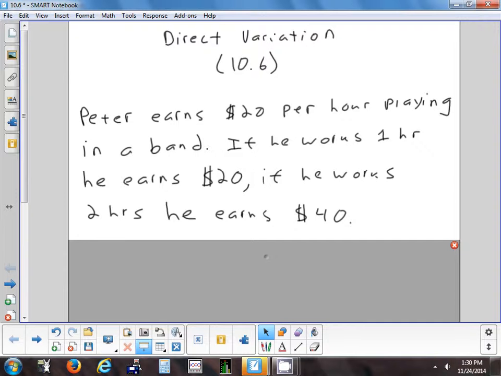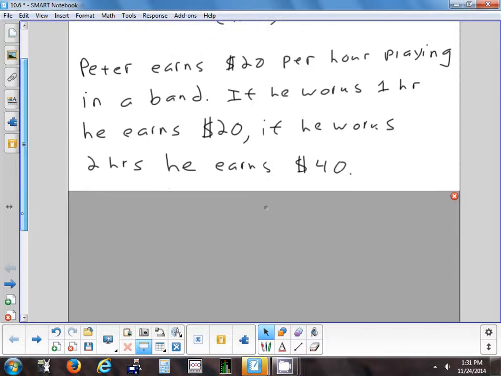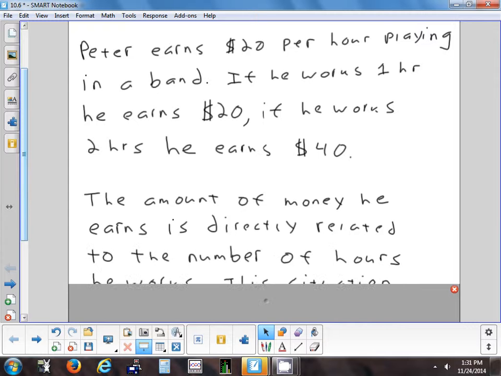So basically, if he works 1 hour, he makes $20. If he works 2 hours, he makes 40. What if he worked 3 hours? 60. There's a direct relationship between how many hours he plays and how much money he makes. That's an example of direct variation.